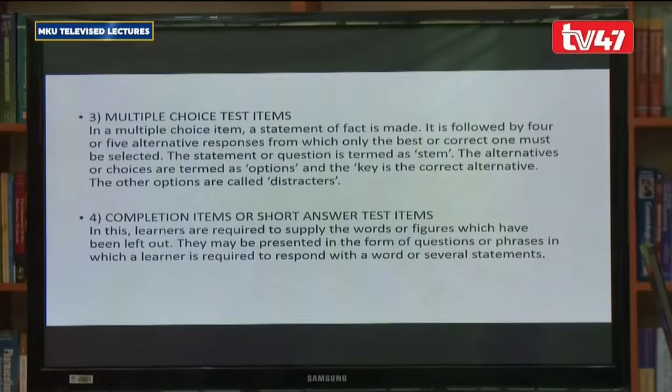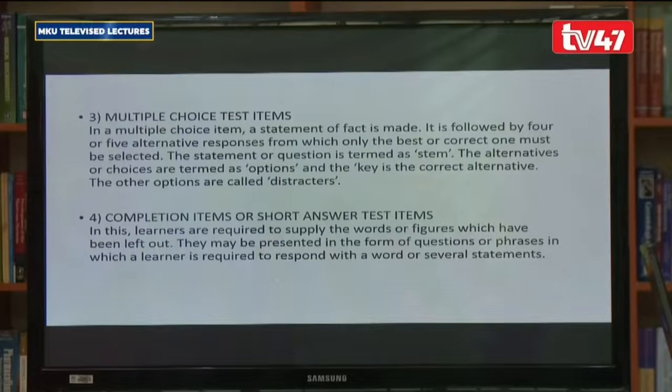Now, apart from that, we also have a fourth type of objective test, and this is what we call the completion items or short answer test items. In this kind of test, the learner is given a statement or is supplied with words or a phrase or a figure which the learner is supposed to complete by filling in the part of that statement or the part of that figure that has been left out.